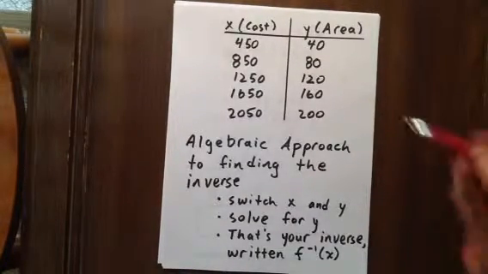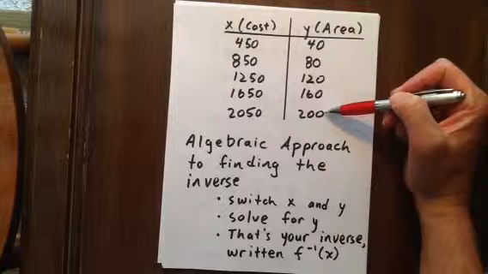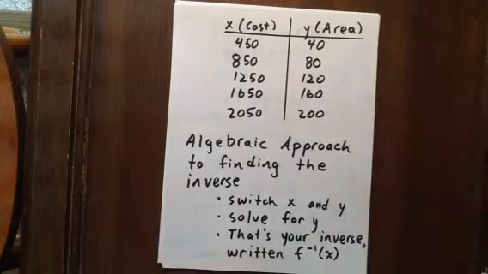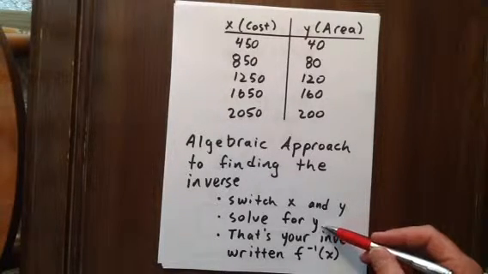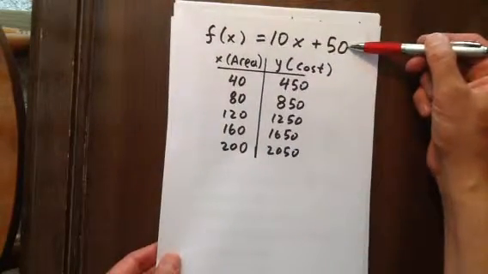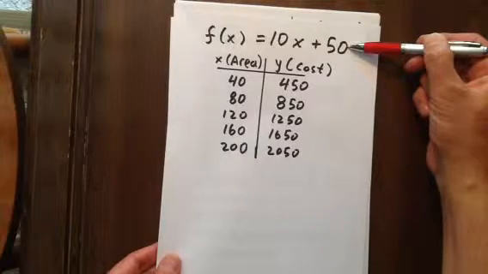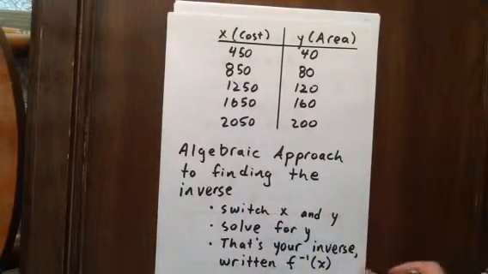And so we can go about using some grade 9 math principles and come up with the equation of the line representing all these points. Or we could take a little bit more of an inverse approach to this and simply do the following. We could go back to the equation that we had for the original function. We could switch x and y and solve for y, and that would be our inverse. So our equation that we had originally was f of x, or y, equals 10x plus 50. Well, now we're going to switch x and y, solve for y.